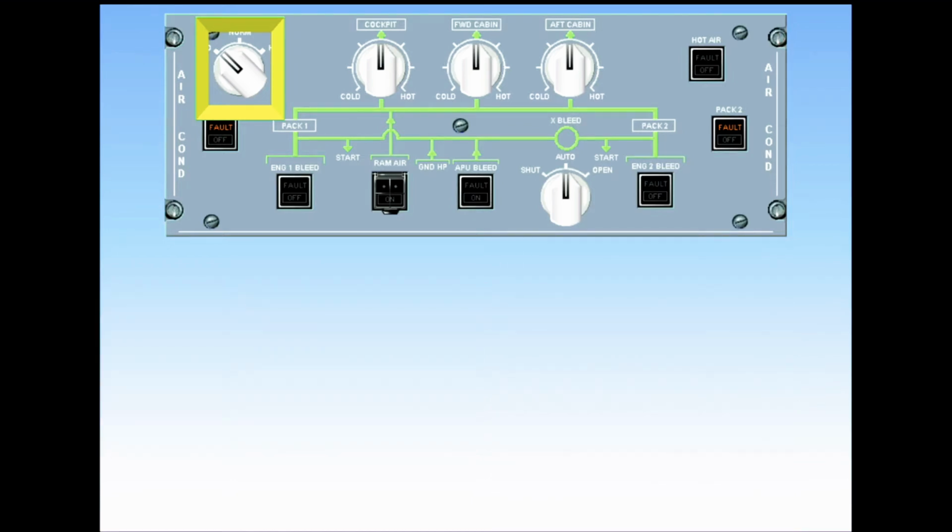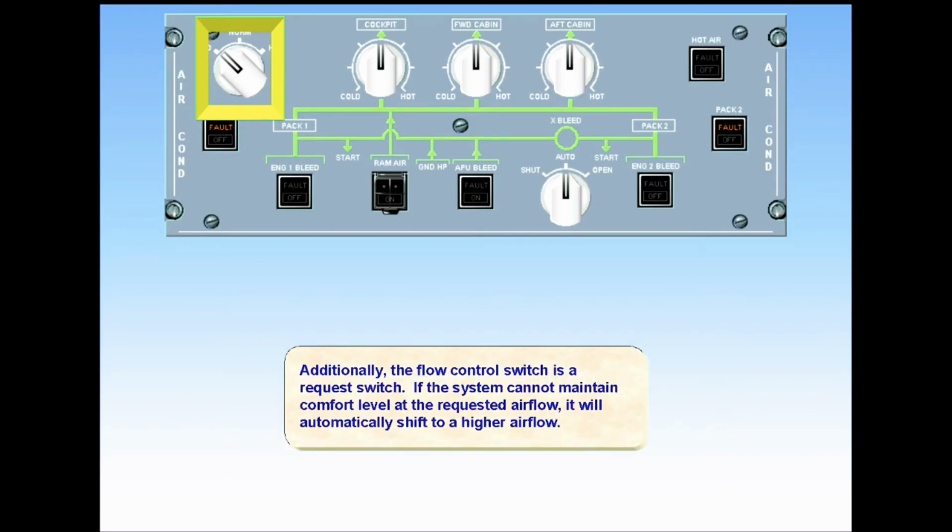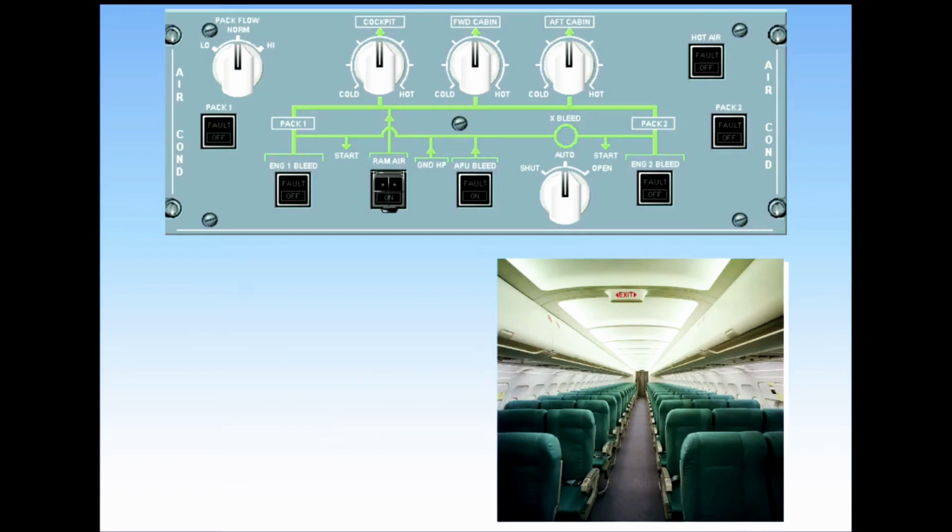Additionally, the flow control switch is a request switch. If the system cannot maintain comfort level at the requested airflow, it will automatically shift to a higher airflow. In situations of low passenger numbers, the pack flow selector can be set to low. This has the effect of reducing the bleed demand from the engines and will therefore save fuel.